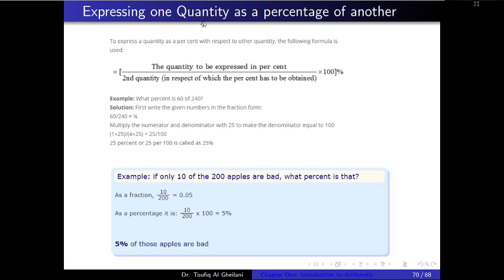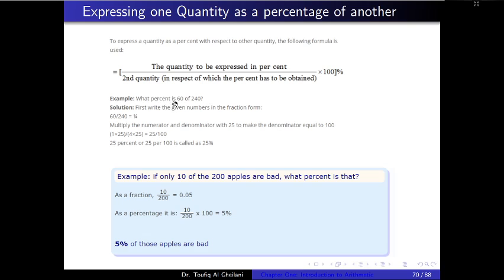Expressing one quantity as a percentage of another, we use this formula. To express a quantity as a percent with respect to another quantity, the following formula is used: the quantity to be expressed as a percent over the second quantity, times 100, and we put the percent sign.